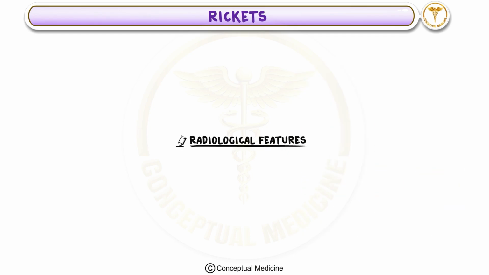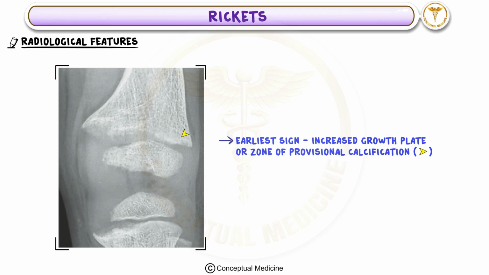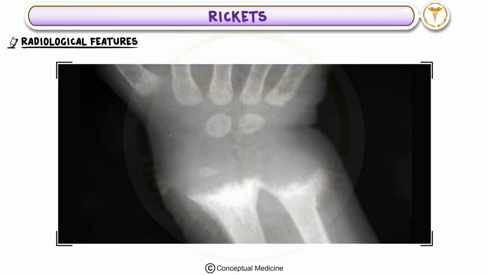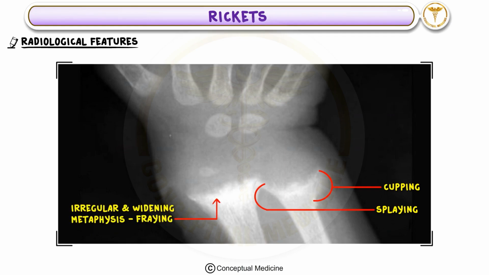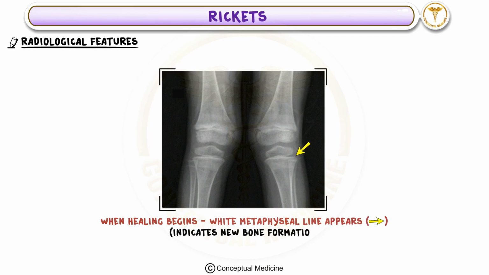Radiological features. Radiological imaging plays a crucial role in diagnosing rickets. The earliest sign is an increased growth plate, or zone of provisional calcification. As the disease progresses, the metaphyseal ends of the bones show characteristic changes, such as cupping, splaying, and fraying, where the edges of the metaphysis become irregular and widen. When healing begins, you might see a white metaphyseal line, which indicates new bone formation.